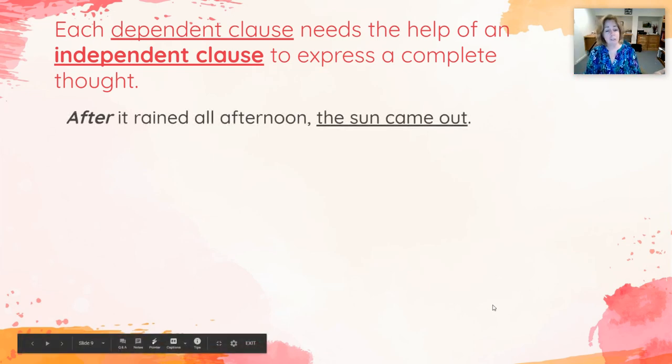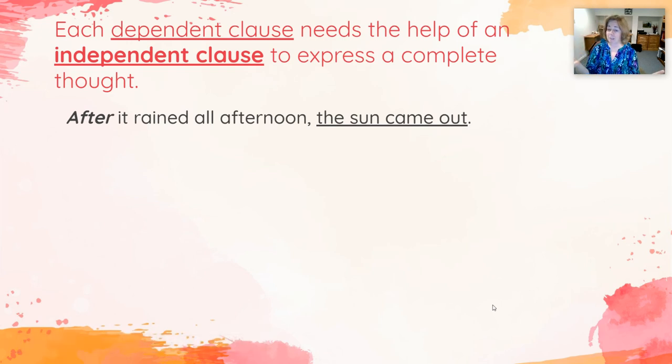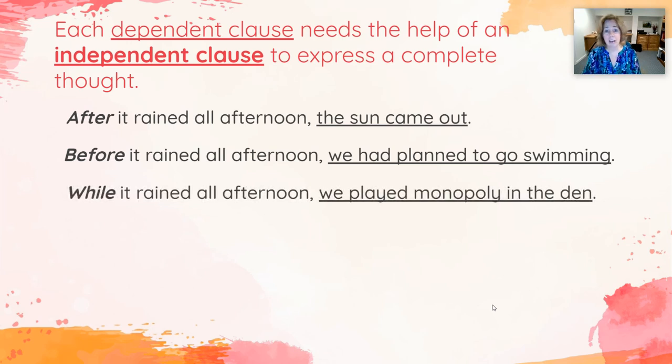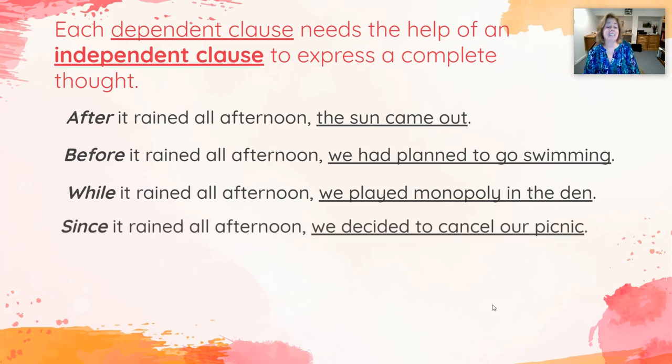After it rained all afternoon, the sun came out. The sun came out is the independent part. It could stand all on its own, but along with the dependent clause, it gives me a complete idea. Before it rained all afternoon, we had planned to go swimming. While it rained all afternoon, we played Monopoly in the den. Since it rained all afternoon, we decided to cancel our picnic.